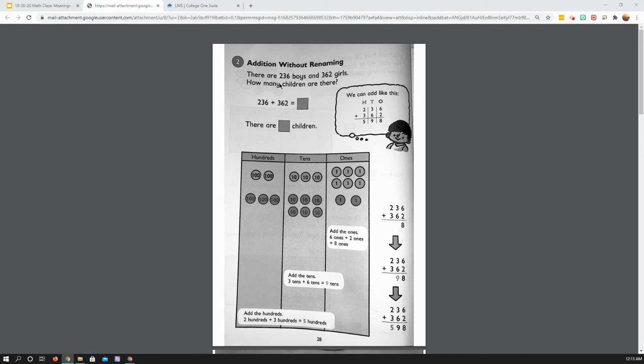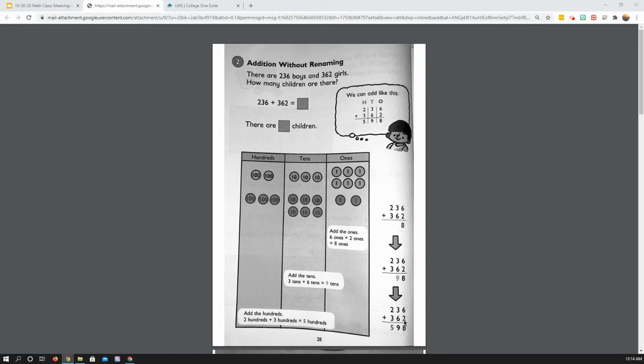So here we have a small word problem, and it says there are 236 boys and 362 girls. How many children are there? That means that you're going to add all the numbers together, right? You're going to add 236 plus 362. And right here, the numbers are horizontally, and you're supposed to write them vertically, just like this. So you don't have to do that because it's already been done for you. But now that it's already been done, all you have to focus on is adding the numbers.